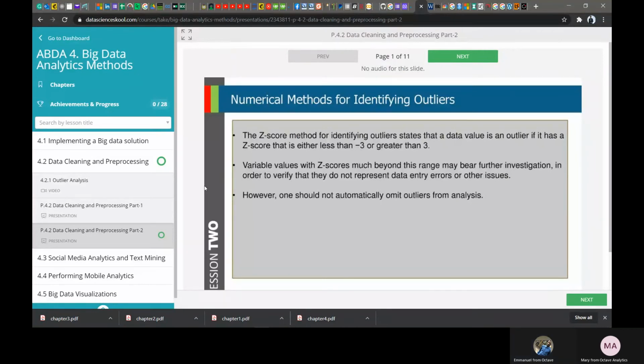So, the numerical methods for identifying outliers. The z-score method for identifying outliers states that a data value is an outlier if it has a z-score that is either less than -3 or greater than 3. So any value that's outside this interval is going to be an outlier. Variable values with z-scores much beyond this range may bear further investigation. However, one should not automatically omit outliers from analysis.